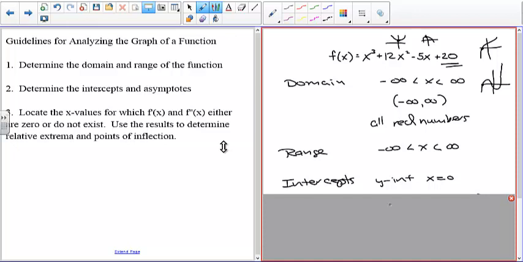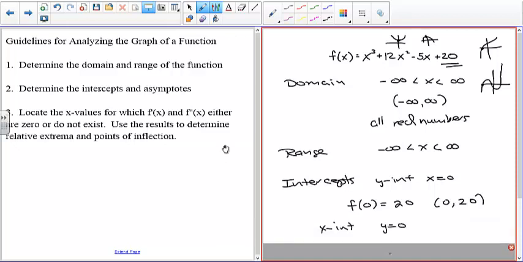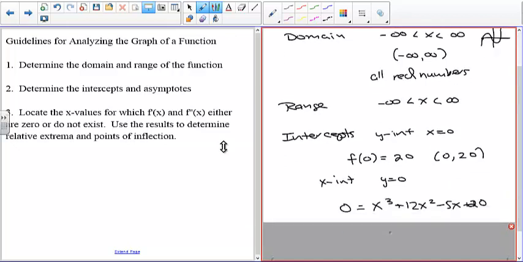Now the y-intercept is simple because you just set x equal to 0 and these three terms will disappear and all you're left with is your constant. So what we can say is that the function at x equals 0 is equal to 20, or we can say the y-intercept is the point at 0, 20. X equals 0, y equals 20.